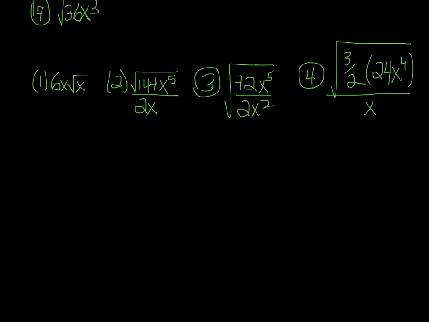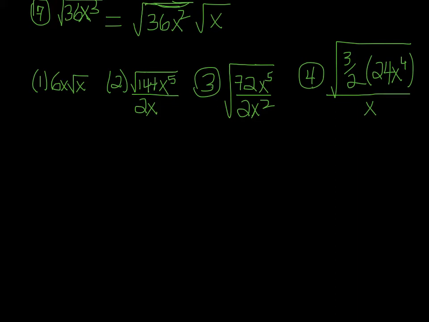They want to know which of the 4 is not equivalent to 36x cubed. So what I'm going to do first is try to figure out what 36x cubed underneath that square root really is. I'm going to break this down. I know 36 is a perfect square, and I can break x cubed down to x squared and x.